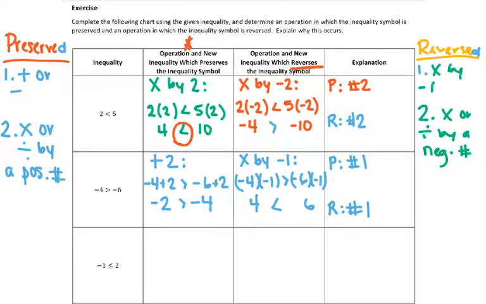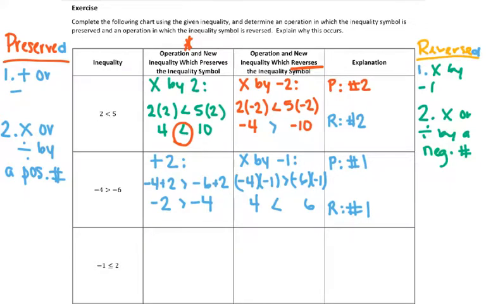Let's look at negative 1 is less than or equal to 2. So for our first column, we need to be able to preserve that inequality symbol. So for this one, I'm going to use subtraction. So I'm going to subtract 3 from both sides. So I've got negative 1 minus 3. Don't get confused. Negative 1 minus 3. Whoops. No, that's not what I want to do here. I'm sorry, guys. I read my notes wrong.